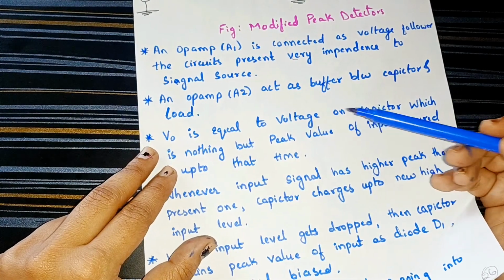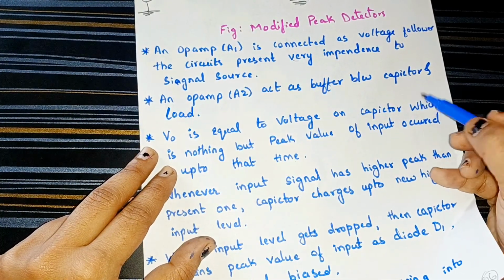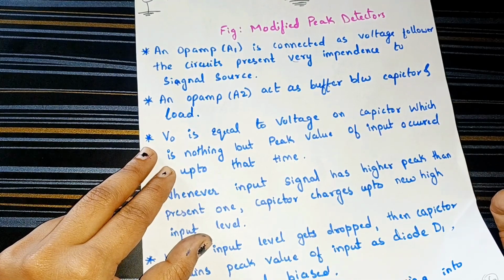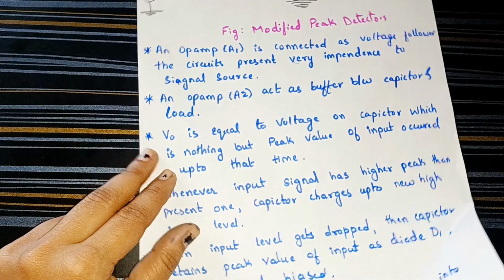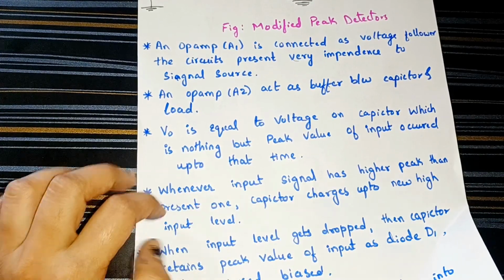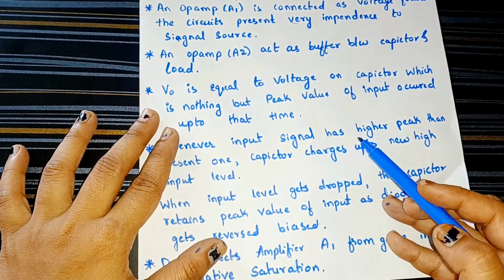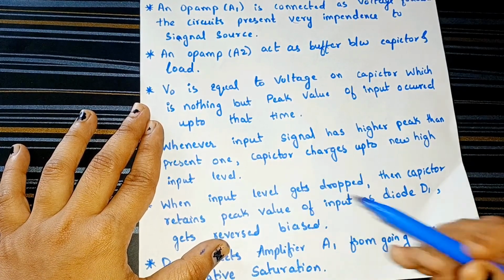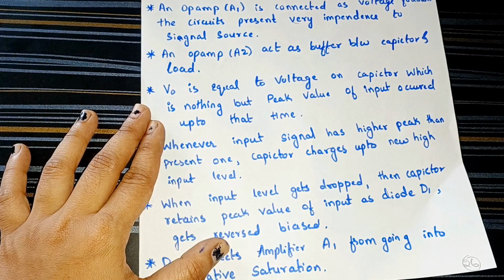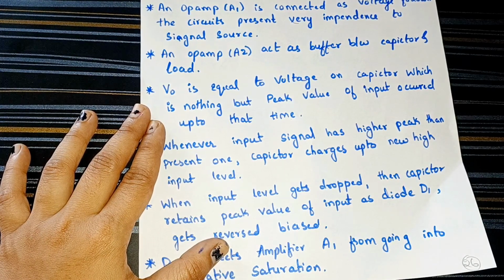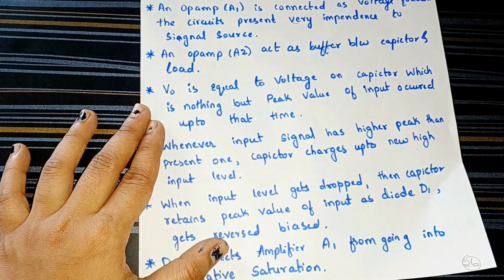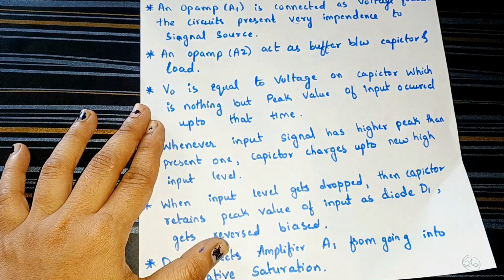V0 is equal to the voltage on the capacitor, which is nothing but the peak value of the input that occurred at that time. Whatever input we got at that time, the voltage across the capacitor takes that. Whenever the input signal has a higher peak than the present one, the capacitor charges to the new input value. Until a new highest peak value arrives, the capacitor keeps the value constant. Once the next highest peak value comes, it will charge to that new highest value.